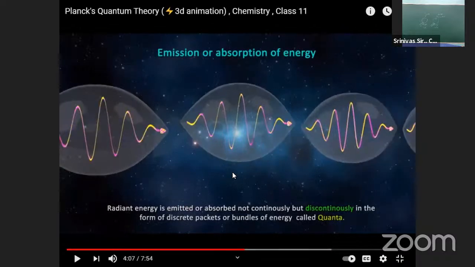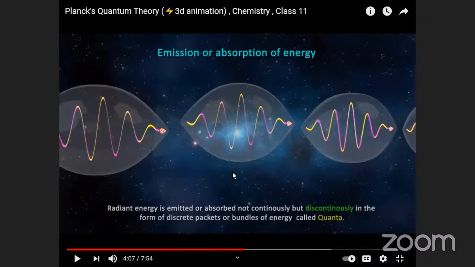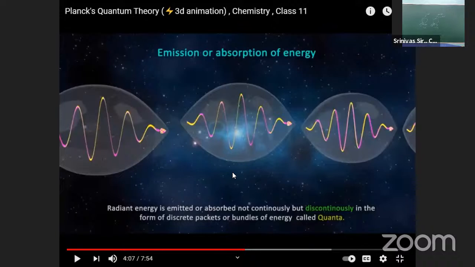See, this is very nice information. So as you know, radiant energy is emitted. Suppose a black body emits radiation, right? So he's speaking about that kind of radiant energy emission. So radiant energy is emitted or absorbed not continuously, but discontinuously, which is known as discrete. I explained the word discrete yesterday. Do you remember? Yes, sir. Discontinuously in the form of discrete small energy packets or bundles of energy known as quanta.